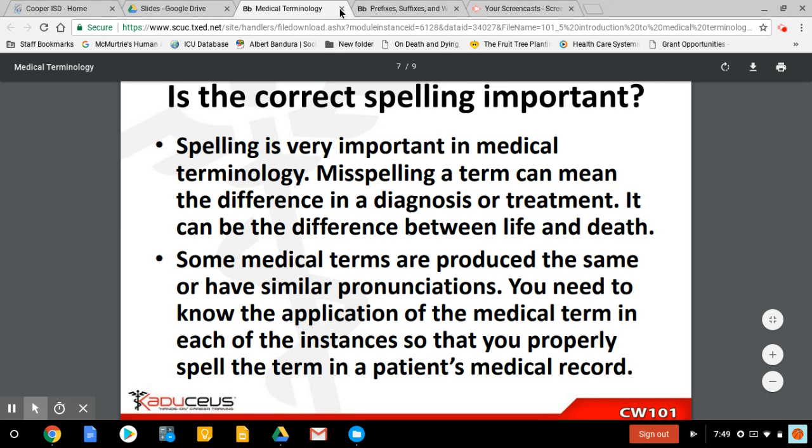Also know that there are multiple different prefixes, suffixes, and root words that can mean the same thing. That's another reason we have to know the spelling of all of those. Some are pronounced the same and have very similar spellings, but they mean something very different. So we have to know the application of the medical term in each instance so that we spell them correctly in the patient's medical record. I can't even tell you how important spelling is.